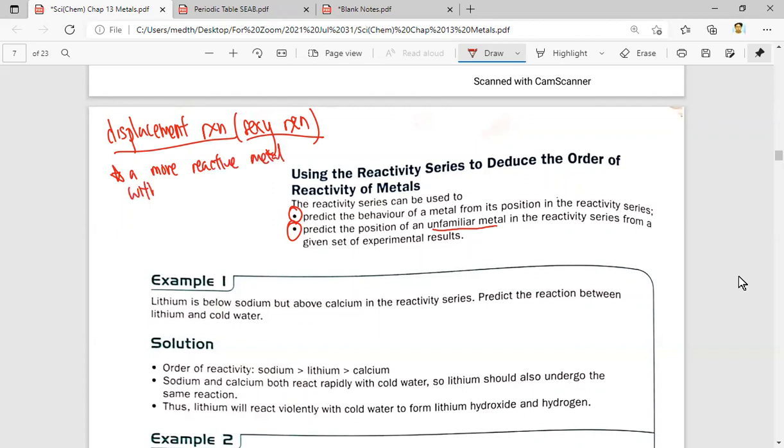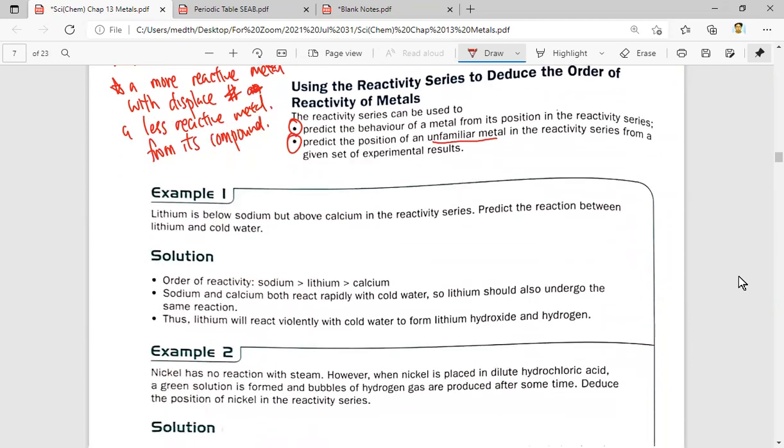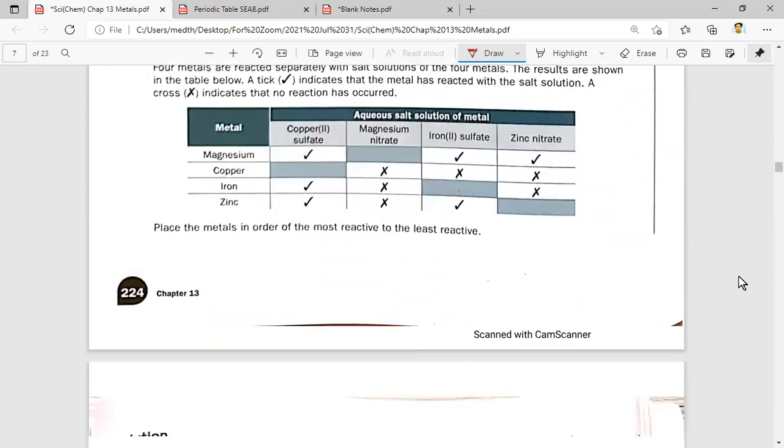will displace another metal, a less reactive metal, from its compound. So a more reactive metal will displace a less reactive metal from its compound. So let's look at some of these examples here.